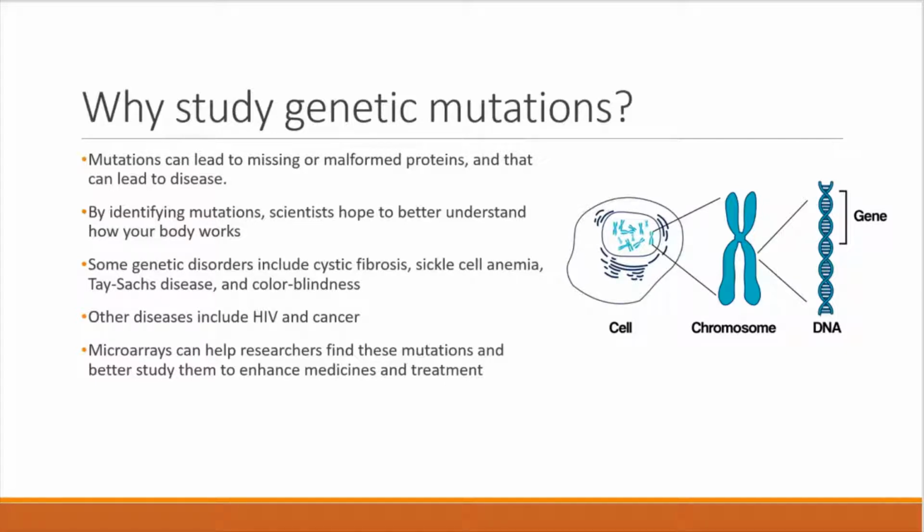Some genetic disorders like cystic fibrosis, sickle cell anemia, Tay-Sachs disease, and color blindness are all caused by one single mutation of a gene. Other diseases include HIV and cancer, which involve multiple gene mutations. So microarrays are really awesome because they can help researchers find these mutations and better study them to enhance the way we treat all these diseases and enhance the medicines we need to treat them.